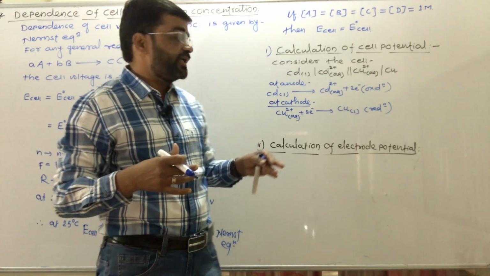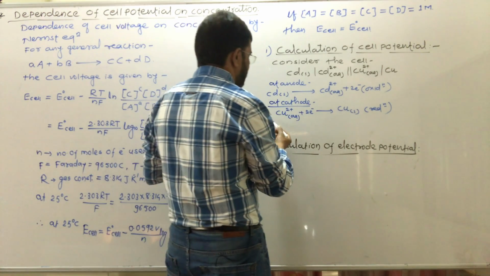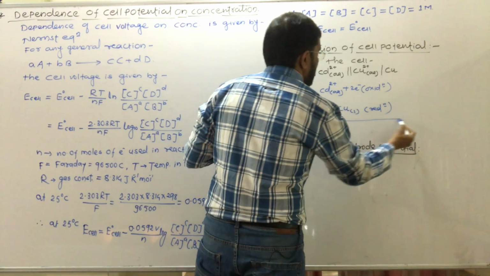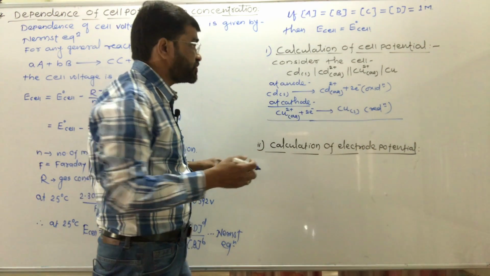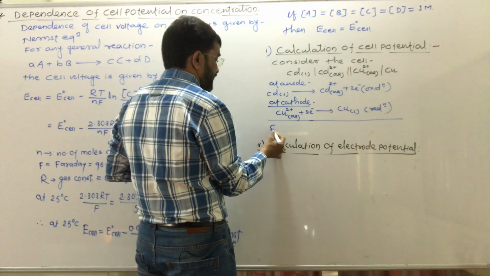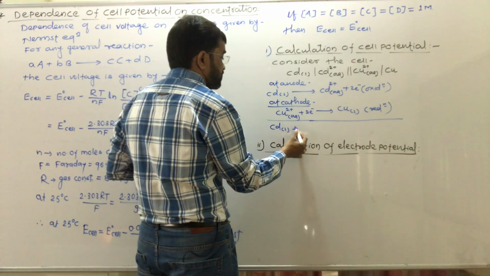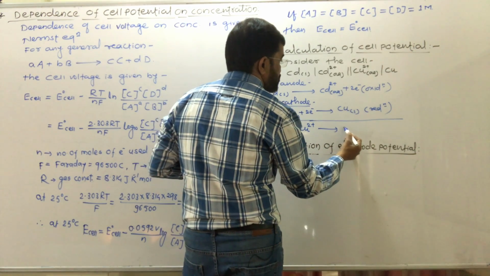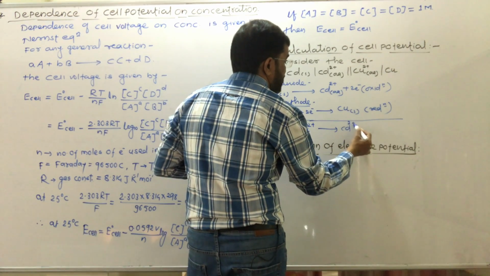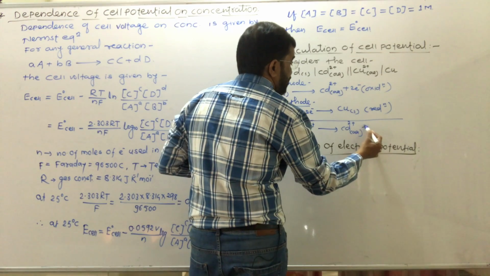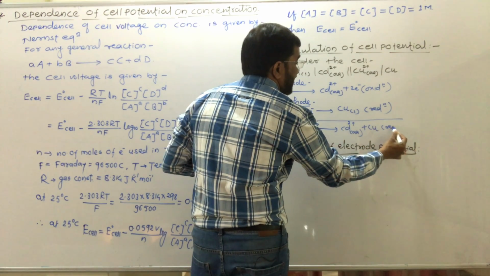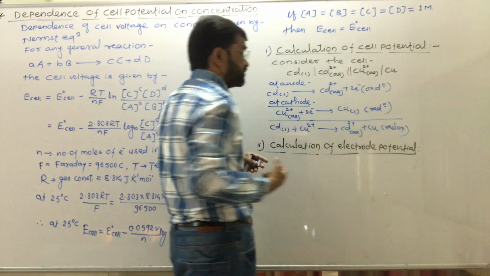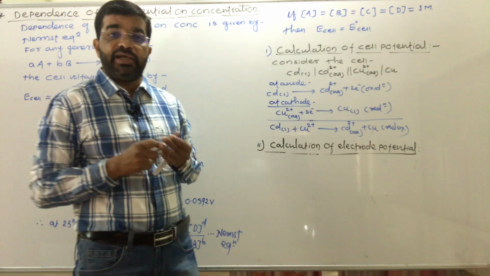And the overall net cell reaction of this cell is cadmium solid plus copper plus 2 ions gives cadmium plus 2 ions, and copper is deposited at that electrode. This is a redox reaction.